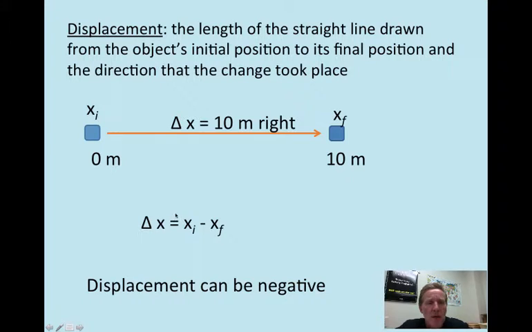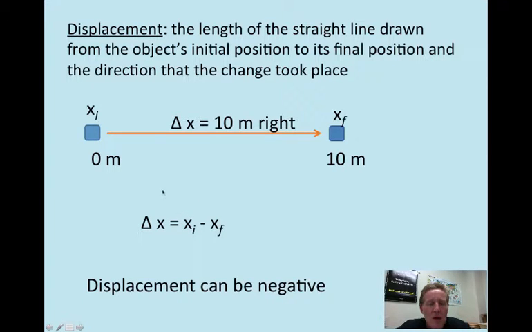Okay, so displacement. It's very important that we have a good handle on displacement, and we are able to distinguish it from distance. So displacement is basically the length of the straight line drawn from the object's initial position to its final position. And we must also give the direction that this change took place.